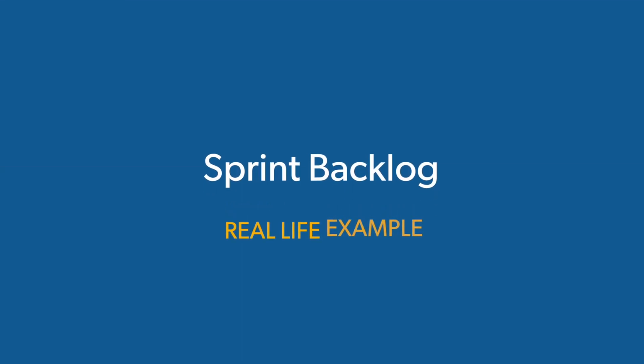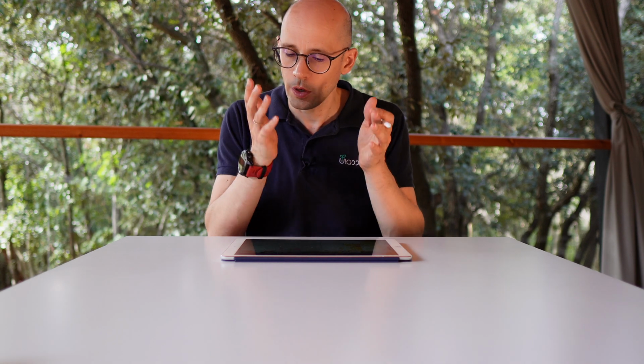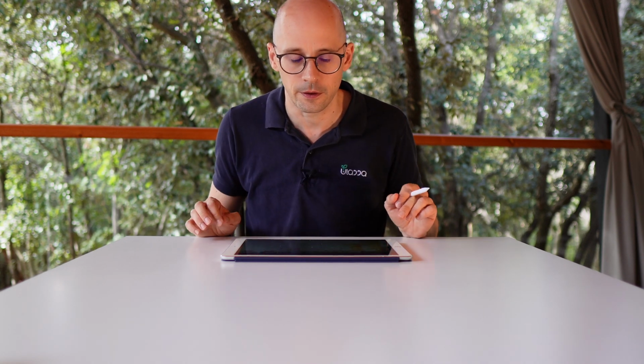And here you're seeing a sprint backlog in use, where we have the bigger orange post-its with features, and then the smaller yellow post-its with the tasks. And that's just at the beginning of a planning session. So we have the to-do, the work in progress, and the done column.